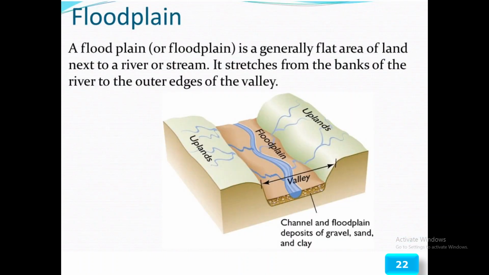Okay. So the floodplain. See the uplands. This is the low plains, like a valley. So the floodplain will flow. The channel and floodplain deposit gravel, sand, and clay. A floodplain, or flood plain, is a generally flat area of land next to a river or stream. It stretches from the banks of the river to the outer edges of the valley.